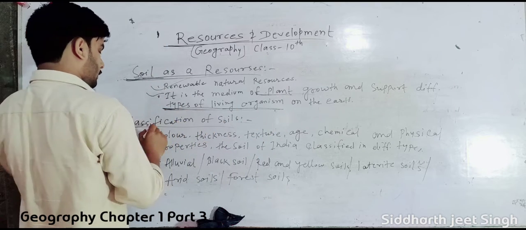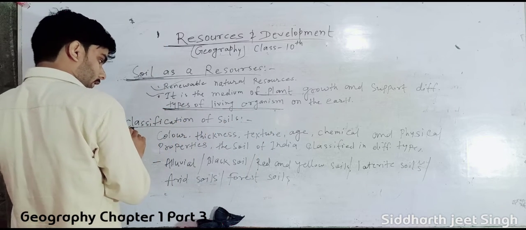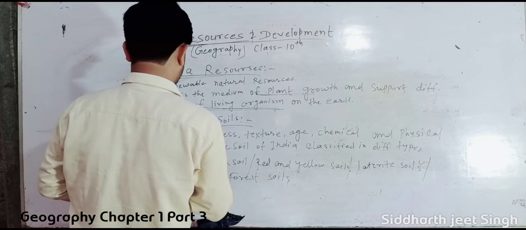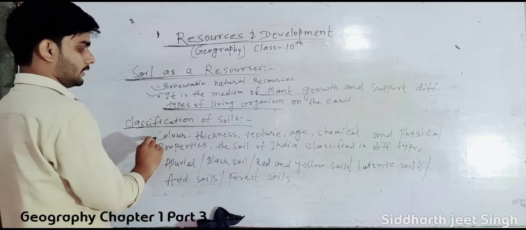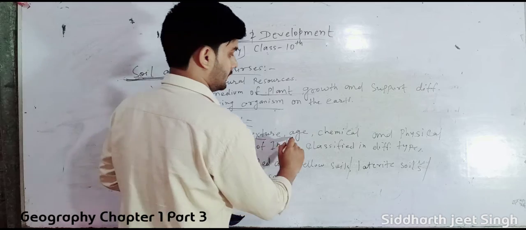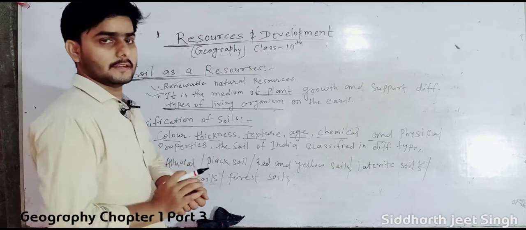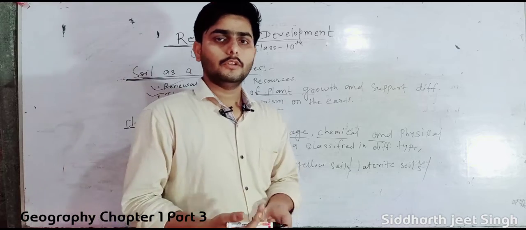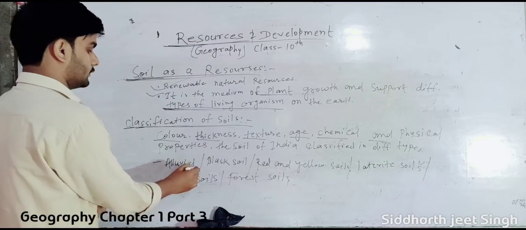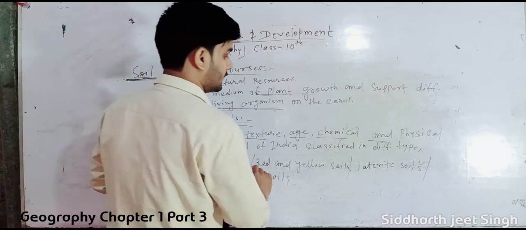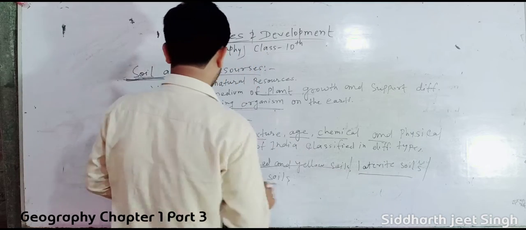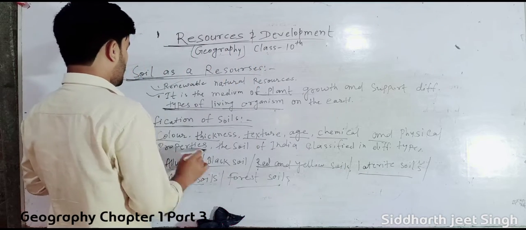Now we see what the classification of soil is. On the basis of color, thickness, texture, age, and chemical and physical properties, the soil of India is classified into different types: alluvial soil, black soil, red and yellow soil, laterite soil, arid soil, and forest soil.